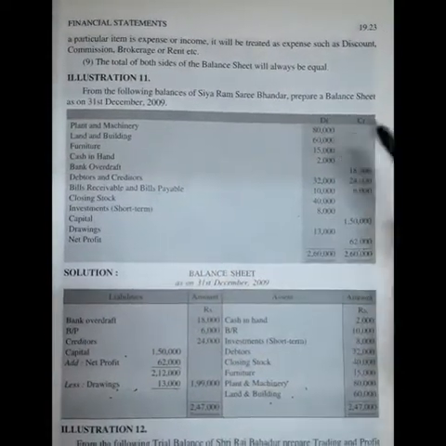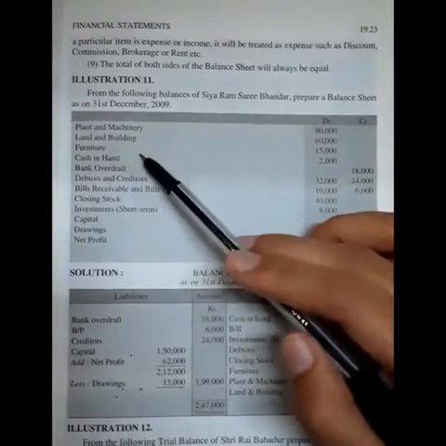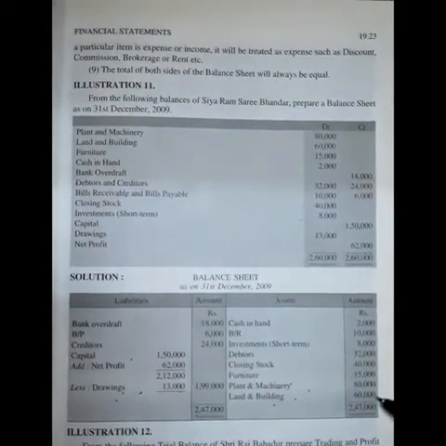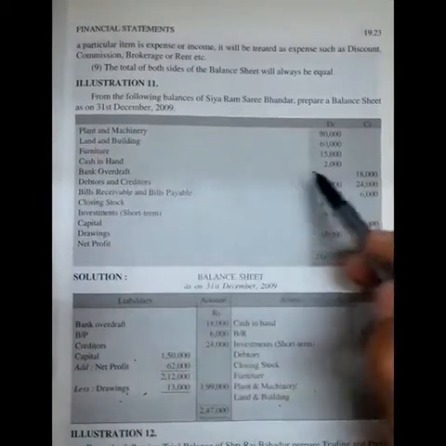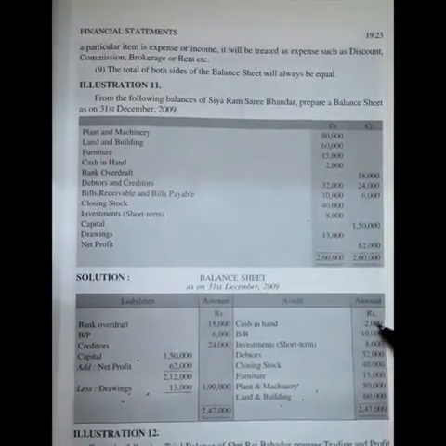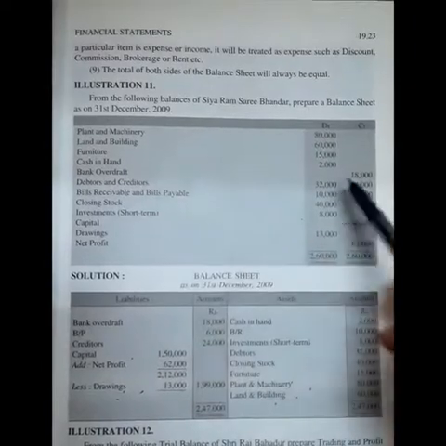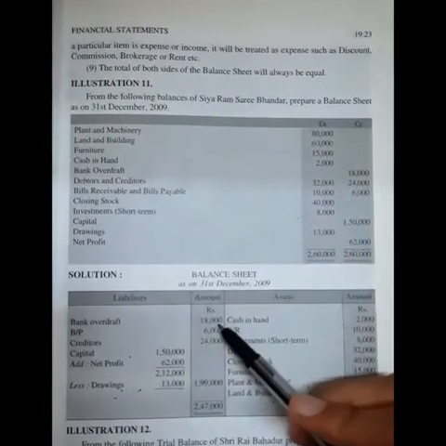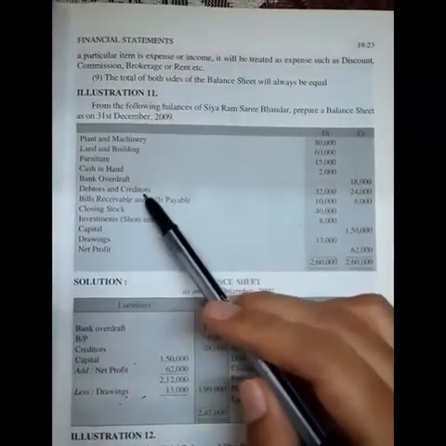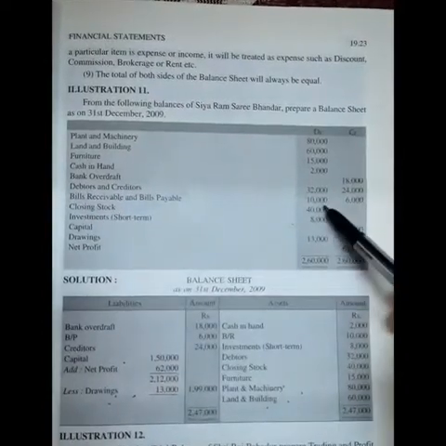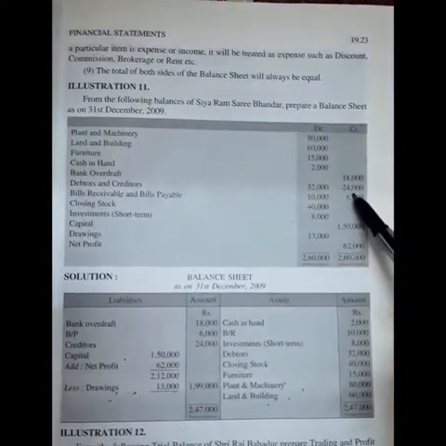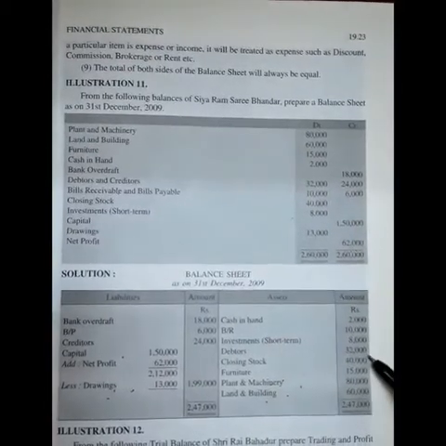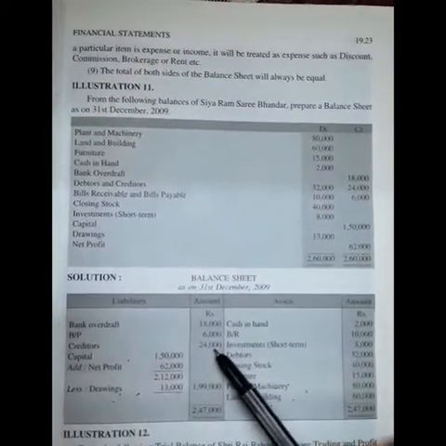Plant and machinery debit 80,000. Land and building 60,000. See here. Furniture 15,000. Cash in hand 2,000. Bank overdraft, it is credit, it is to be written on this side. Debtors and creditors: debtors are 32,000 and creditors are 24,000. Debtors are to be shown here and creditors are to be shown here.